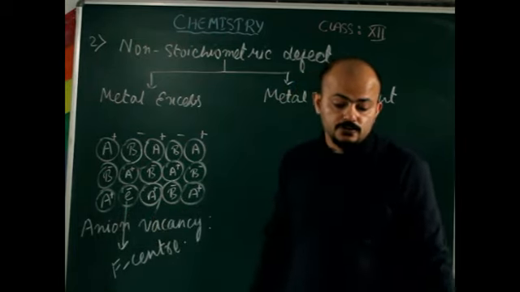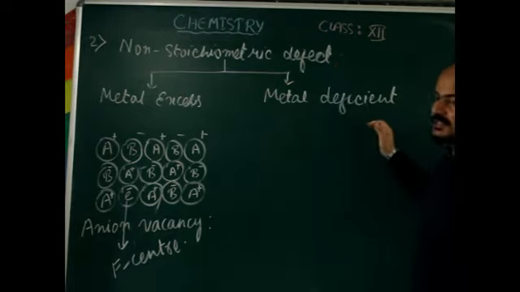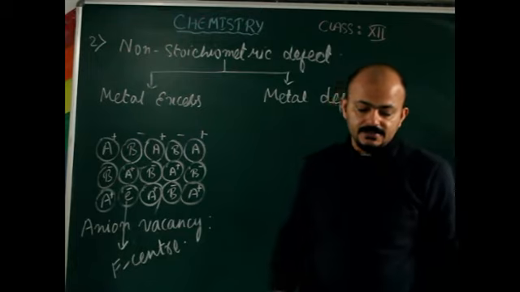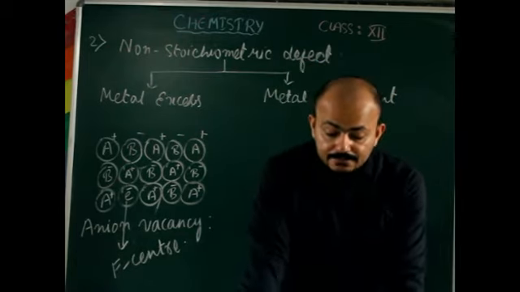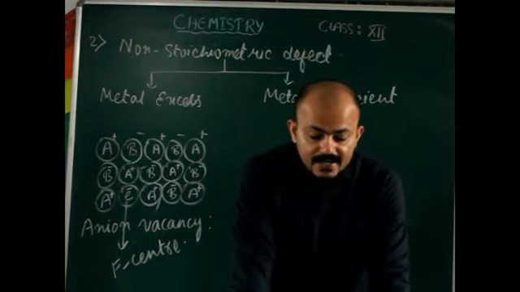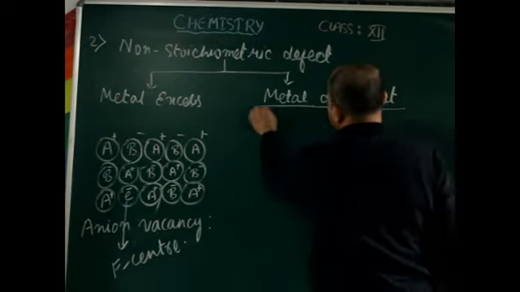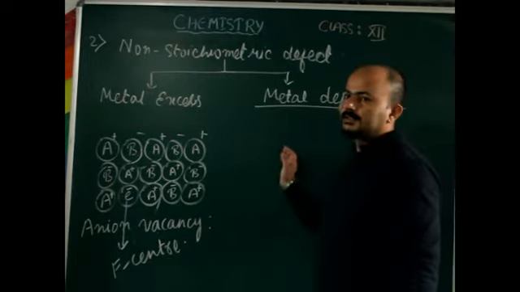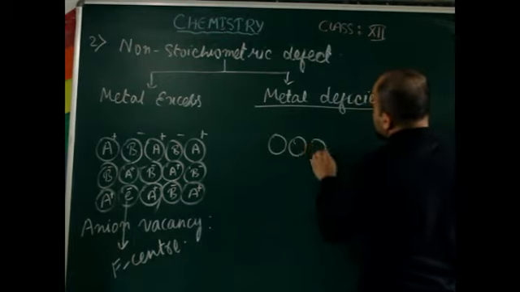Now let's move on to metal deficiency defect, or metal deficient defects. Now in metal deficient defect, what you have to remember is when a cation is missing from its lattice site and the lattice metal ion acquires a higher oxidation state, the defect is called metal deficient defect due to a cation vacancy. So in case of metal deficient, what does it mean? Here, the cation is leaving the system. So let me give you an example over here.